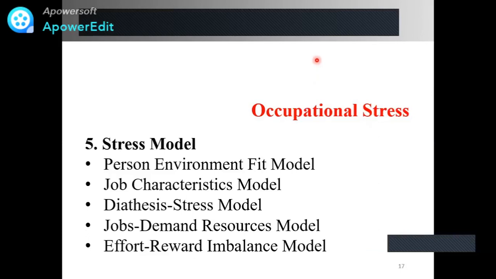Stress models. According to experts, there are five models that explain workplace stress: the person environment fit model, job characteristic model, diversity model, job demand resource model, and effort reward imbalance model. Then we will see them one by one in a very brief way.